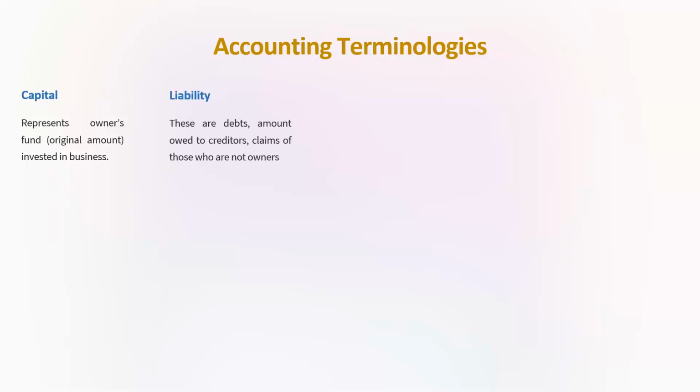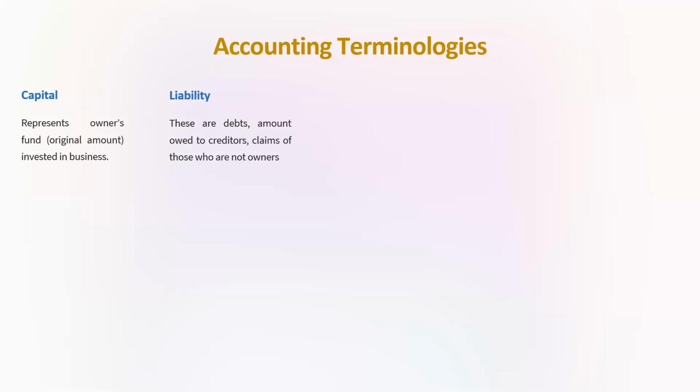Then liability. Liability refers to all the debts, that is, the amount owed to creditors as well as the amount owed by the company, in both ways. So if the company is liable to pay other parties, it means the company is a debtor, or if other parties are liable to pay the company, those parties are considered debtors.